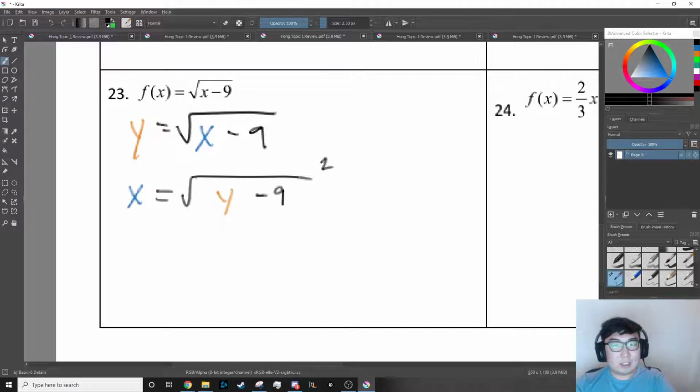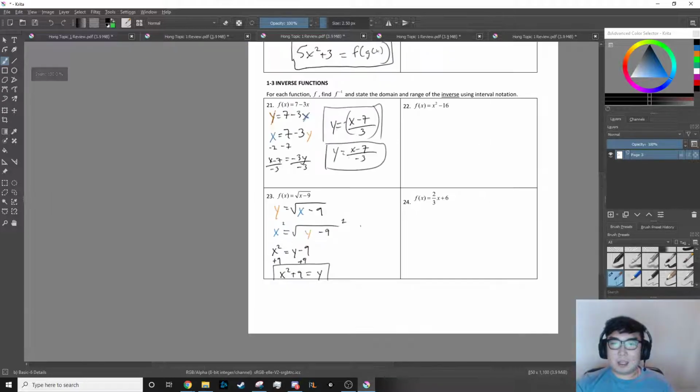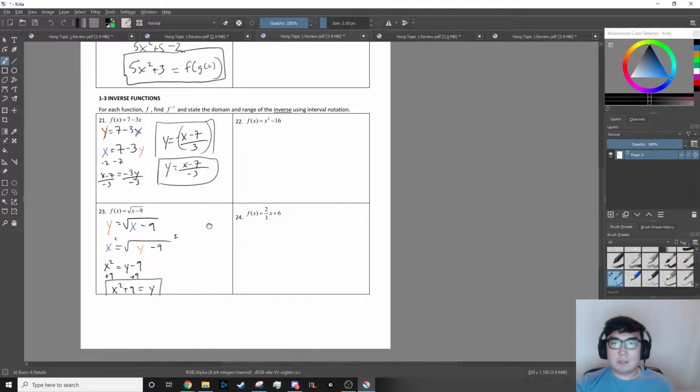And I'm gonna do that by squaring first. So x squared is equal to y minus 9. Then I'm gonna add 9 on both sides. x squared plus 9 is equal to y. And that's it. Nice. And that concludes our review for topic 1.